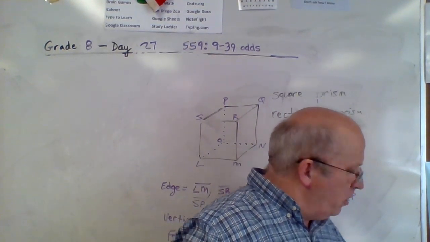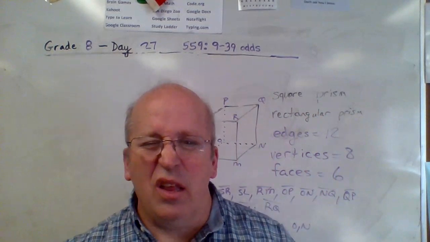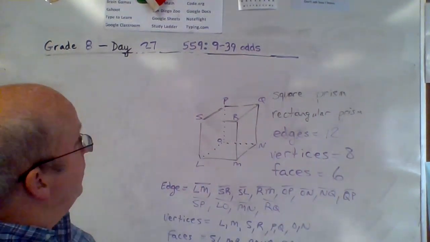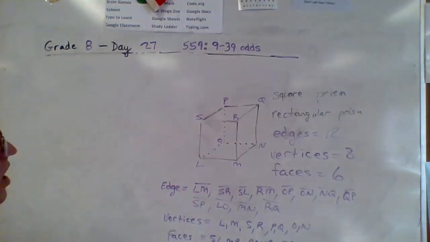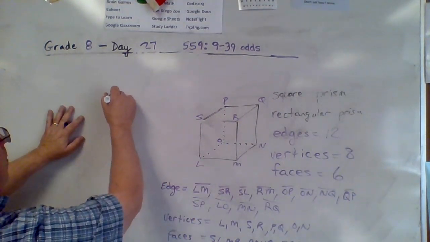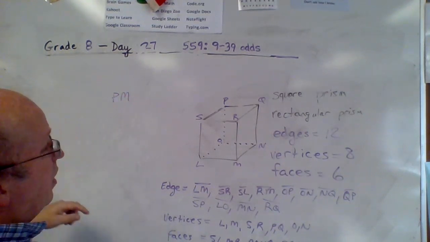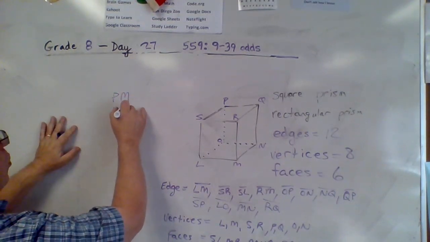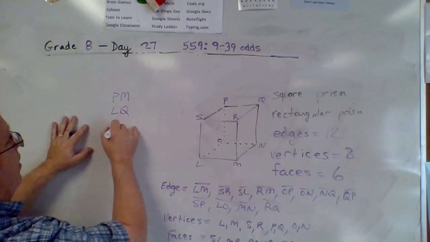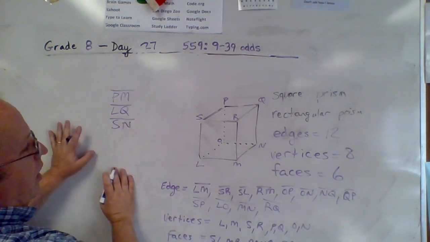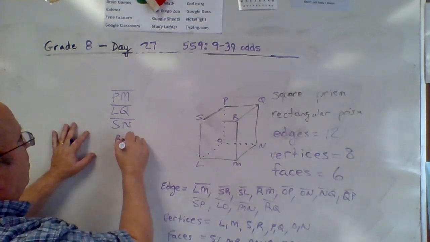Let's see. Do we know what a diagonal is in the case of one of these polyhedrons or these prisms and pyramids? If we look up here, a diagonal would be, for example, PM. That would be an example of a diagonal. Another diagonal would be LQ. Another diagonal would be SN. Got to put the line segment symbols on there. And how about RO? That would be another diagonal.